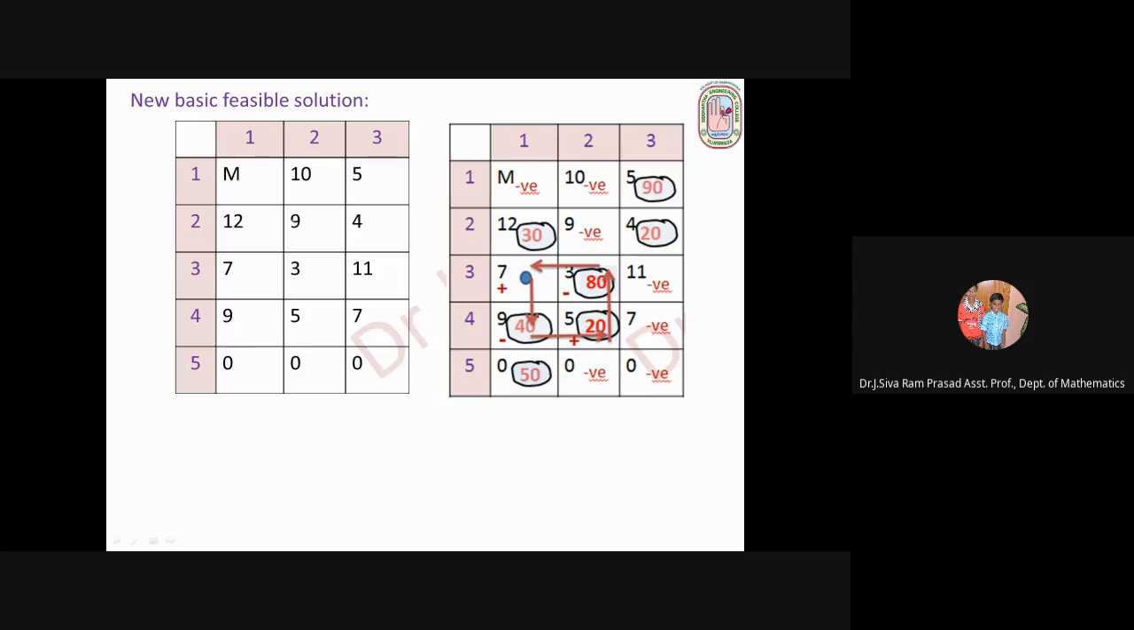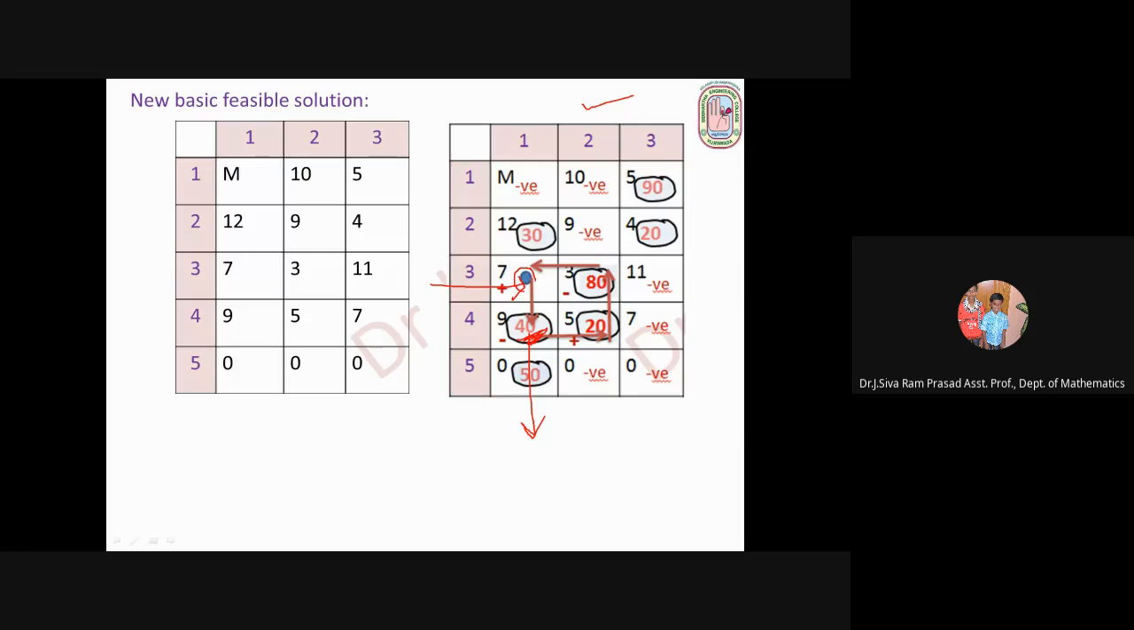So take the structure of the table. This is the previous table. Here 3,1 is the entering cell, and 4,1 is the leaving cell. So we have to add 40 to positively signed cells, since the minimum allocation among negatively signed cells is 40.